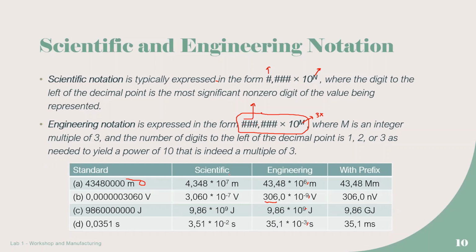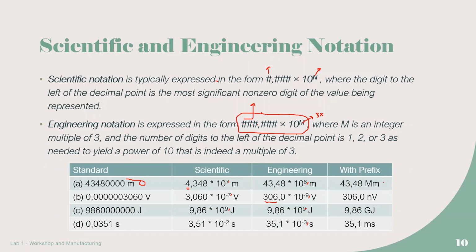However, in scientific notation, these are my exponents. As you see, those do not have to be multiples of 3. But on the left side of the comma, I have to have only 1 digit. So this is the difference between them, and it is good to know those notations. You're going to need them later.